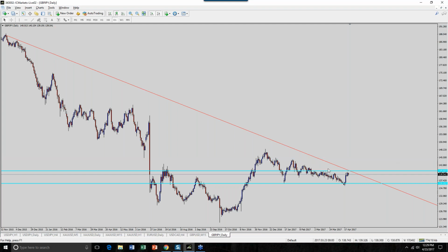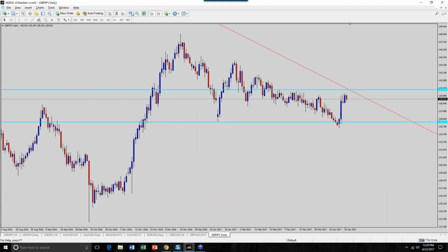I took my bias there because, as I zoom in now, you can sort of see there's a lot of traffic getting tapped at that point. We may come back through into that region, but more importantly, this is a huge range. This is like 140 to 136, so that's a really big range on a daily. So there's a lot of room for movement.